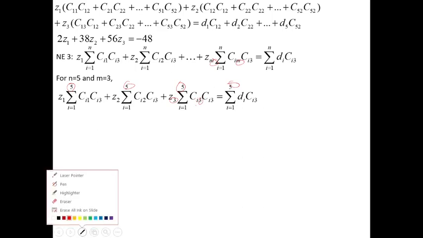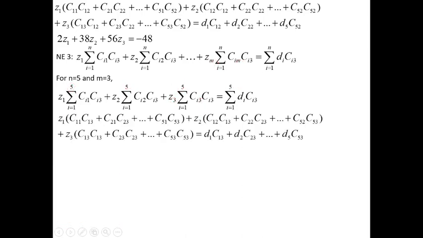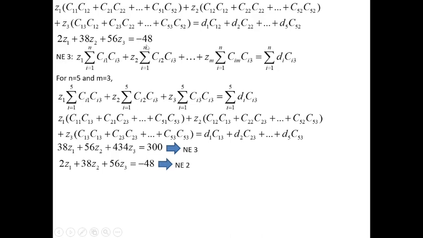So, then we have this equation, no? And then, this will be the result. Okay? This is the third normal equation. So, this is the third normal equation. This is the second normal equation. And the first normal equation in my previous slide, no? Ito yan.